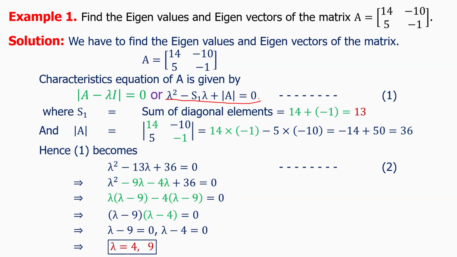Now this is the first part of this question, in which we have obtained the eigenvalues of the given matrix. The second part is remaining, in which we have to find the eigenvectors of the given matrix. So let us see how to find the eigenvectors of the given matrix corresponding to the eigenvalues.